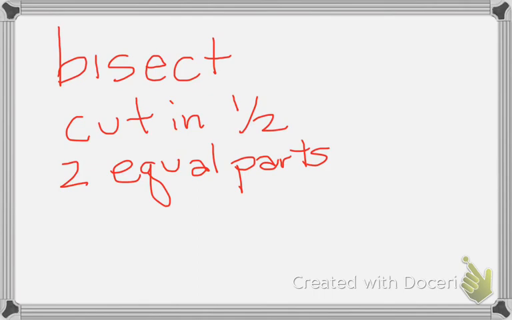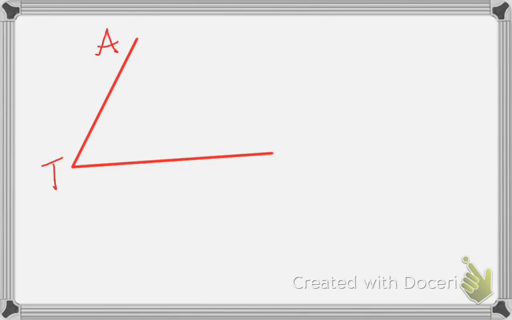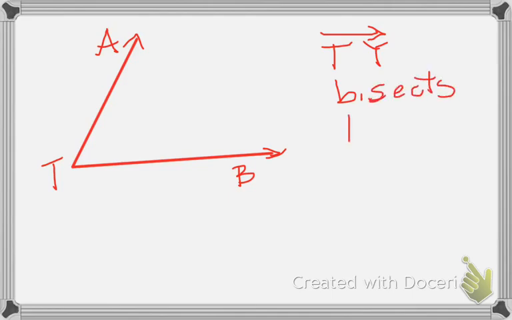So let's look at how bisect comes into play when we're dealing with angles. So I'm going to draw a couple of angles here. Actually, I'm just going to draw one angle to start with, and let's label it ATB. So here's angle ATB. What if I tell you ray TY bisects angle ATB?